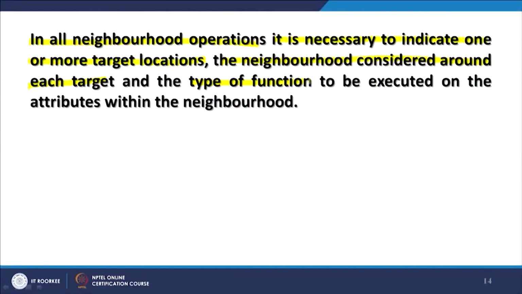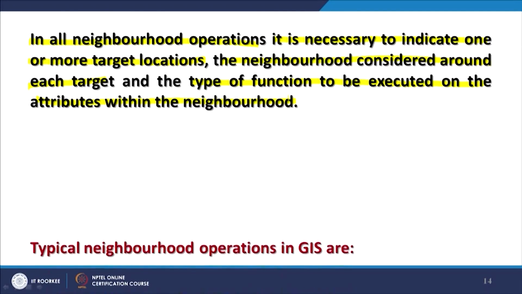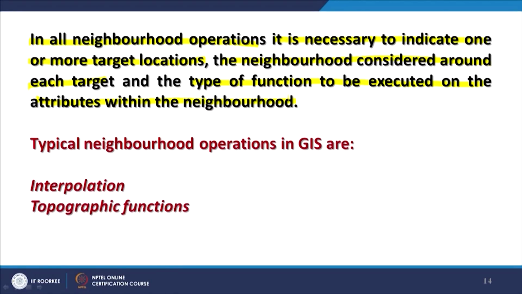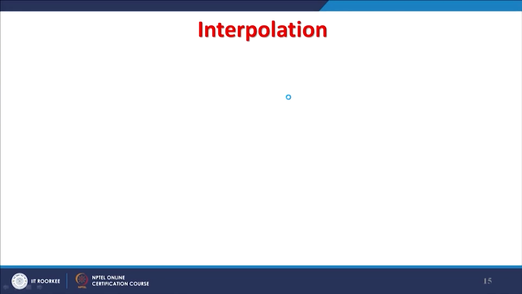And then there is the type of functions to be executed on attributes within the neighborhood, that is, how the weightage has been assigned in the neighborhood, in the surrounding of the center cell of this roving window. That will decide how this will be operated. Now, the typical neighborhood operations in GIS are, for example, interpolation, which I have already mentioned, topographic functions and search functions.